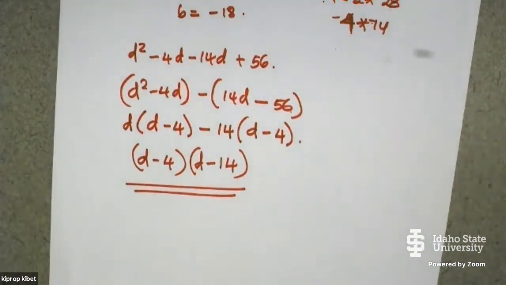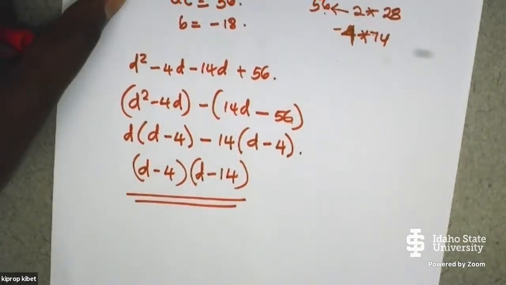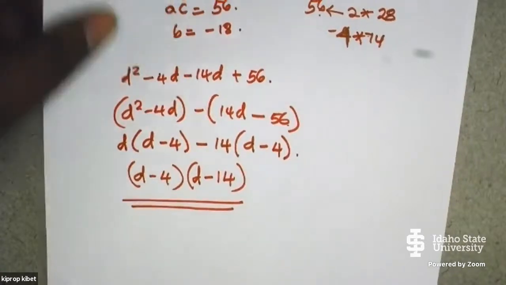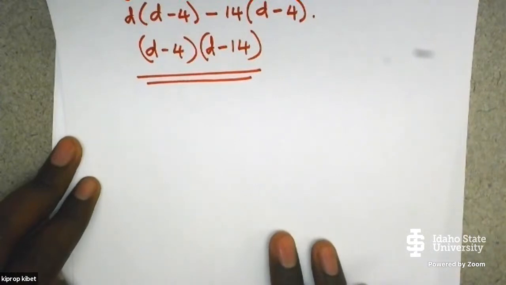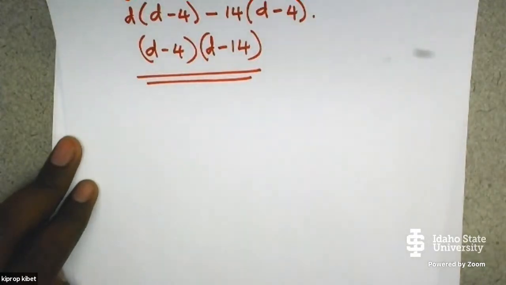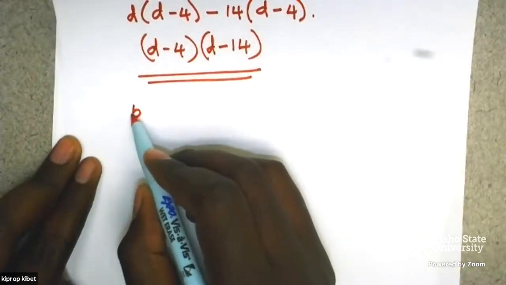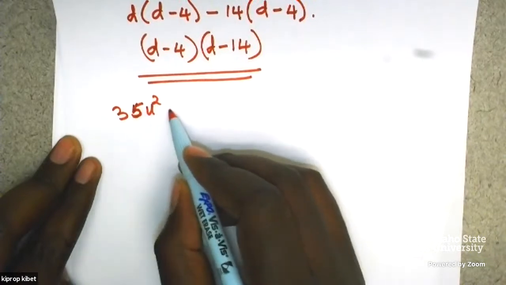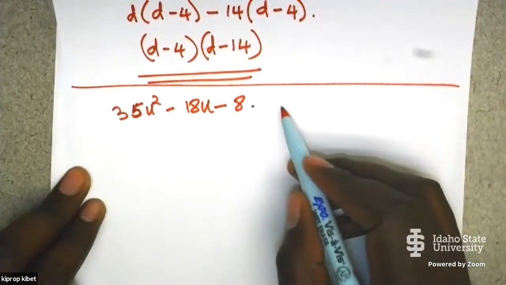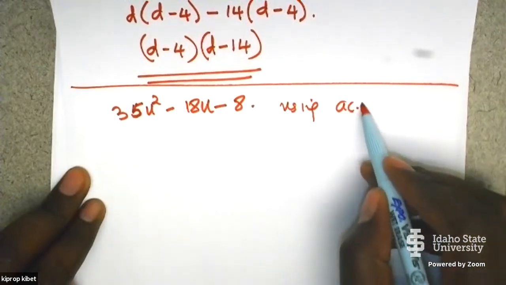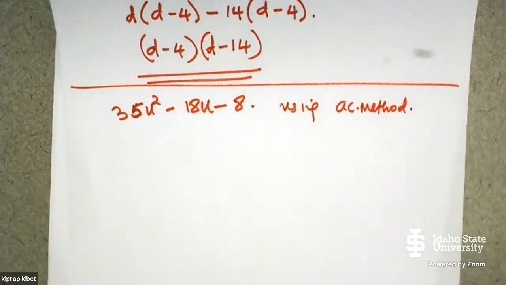All right. Okay, let's do another example. 35u squared minus 18u minus 8. Factor this one using the AC method.